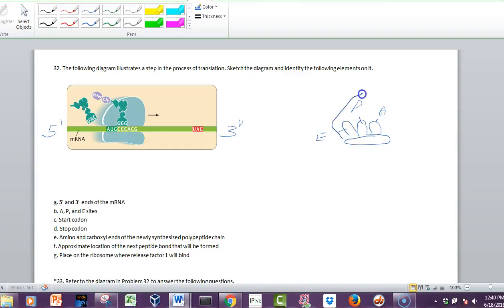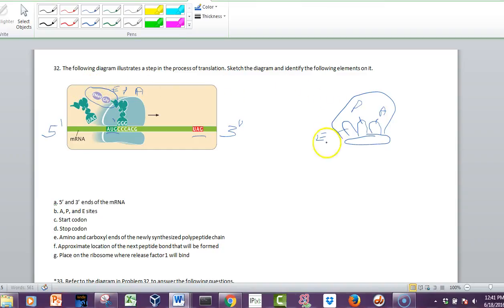So these days, at some point in the last 10 years, they added a 3rd site. So we've got E, P, and A. It would go E to the left here, P in the middle, and then A to the right. The start codon is the AUG. The stop codon is way down here, the UAG. Amino and carboxyl ends of the newly synthesized polypeptide chain. So that's this guy. We're making this protein right here.